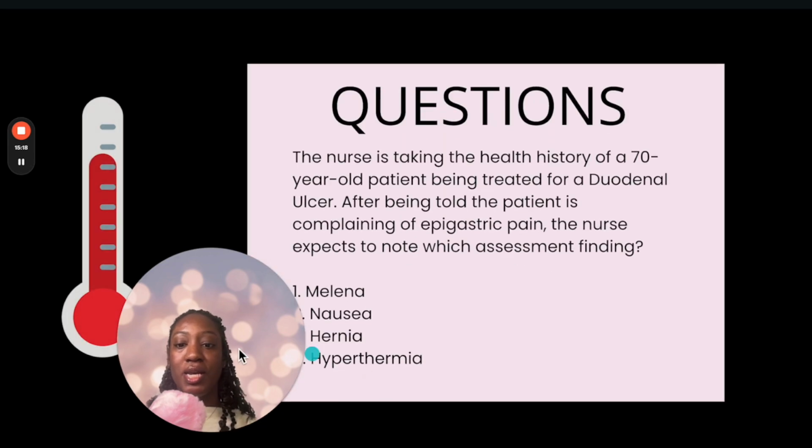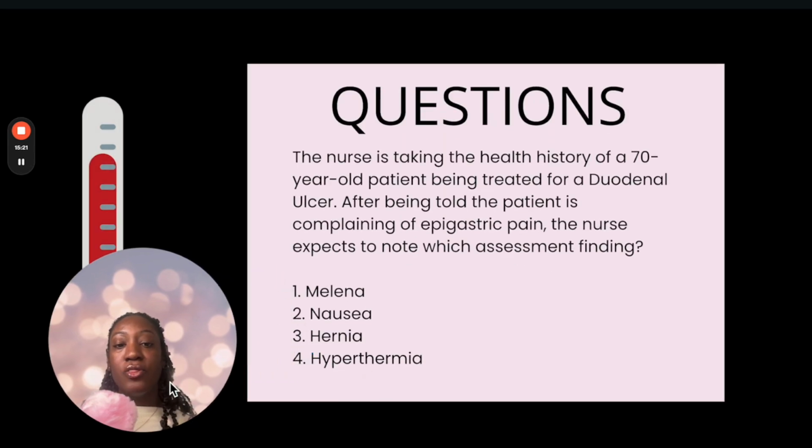Okay, question number 2. The nurse is taking the health history of a 70-year-old patient being treated for a duodenal ulcer. After being told the patient is complaining of epigastric pain, the nurse expects to know which assessment finding. Again, another assessment question. So you got to know your assessment. So you got to know the signs and symptoms and what to look for in these diseases. So we have 1, melena. 2, nausea. 3, hernia.